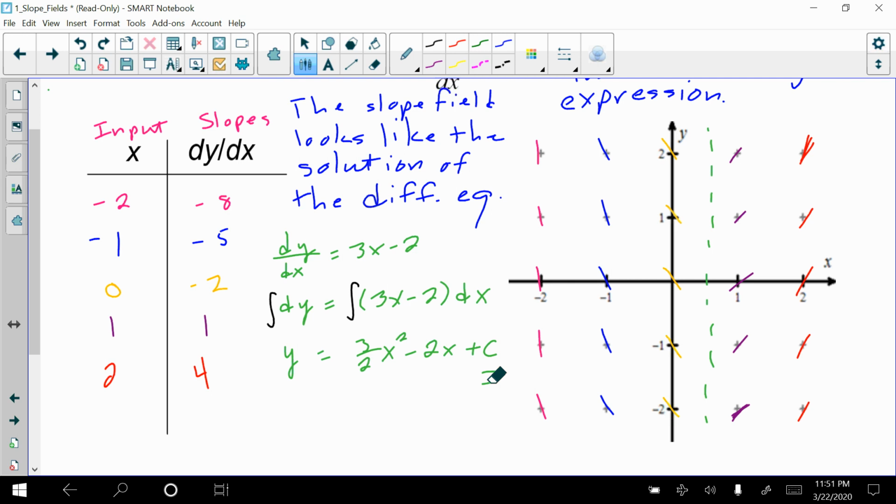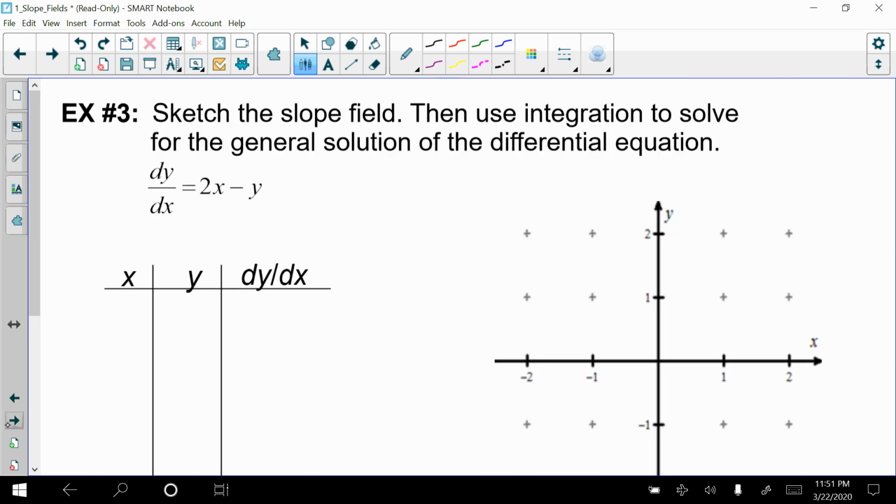And that's what will cause the quote unquote family to give us different parabolas. They'll have the same characteristics. It's just that they'll open up higher on the y-axis or lower on the y-axis somewhere. So that is what we have for our first example of slope fields.